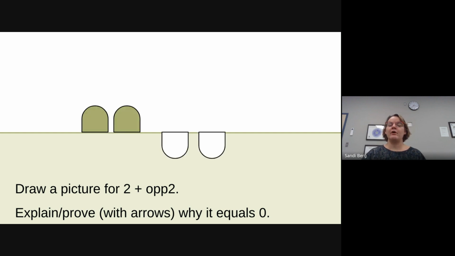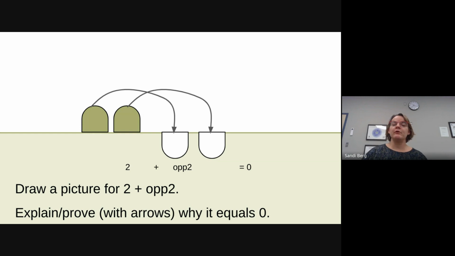Okay, so you should have drawn something like this. There's my 2 piles and my opposite 2 piles, which we also know are called holes. And I can fill one pile into each hole, and I now have no piles, I have no holes, I have my Zen state. So my 2 plus my opposite 2 equals 0.